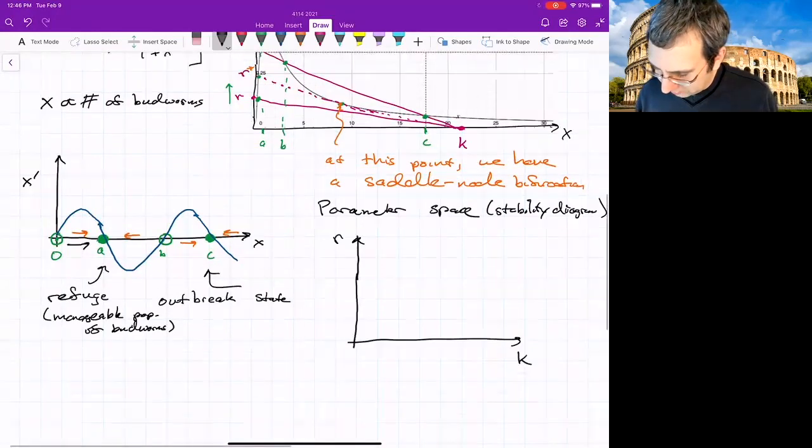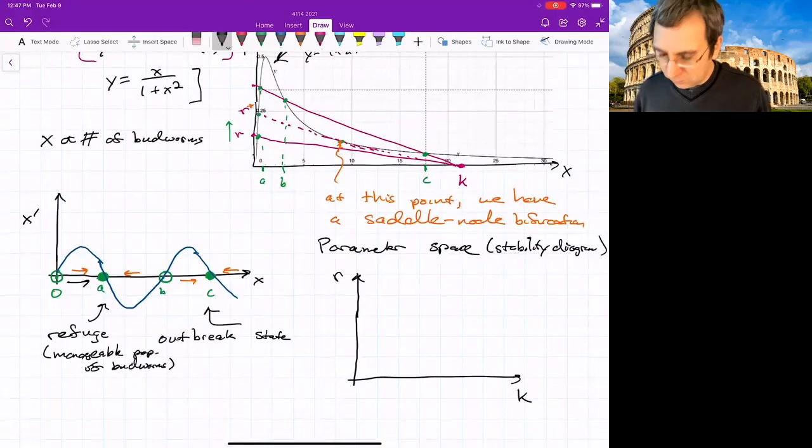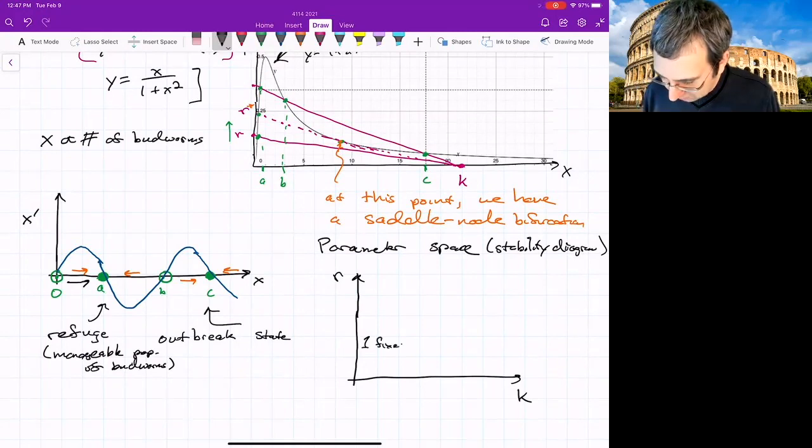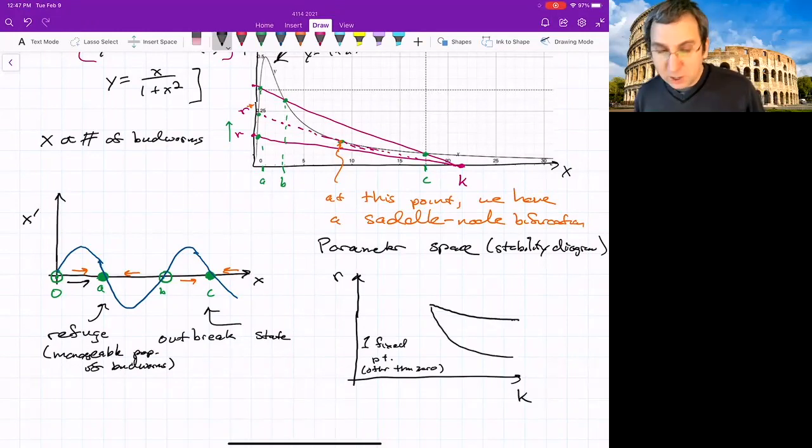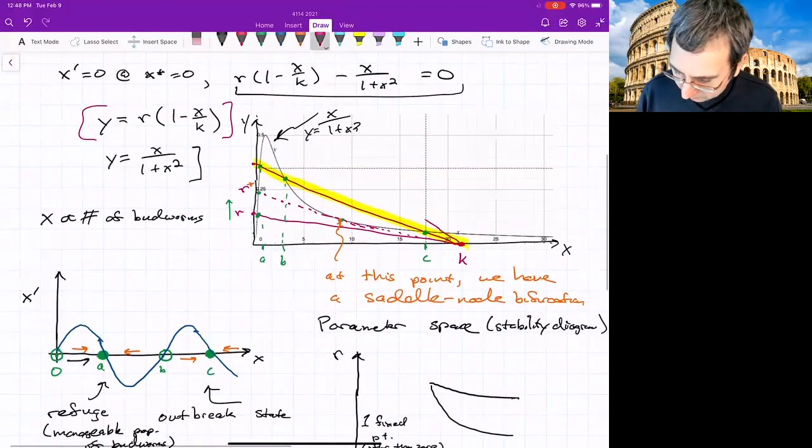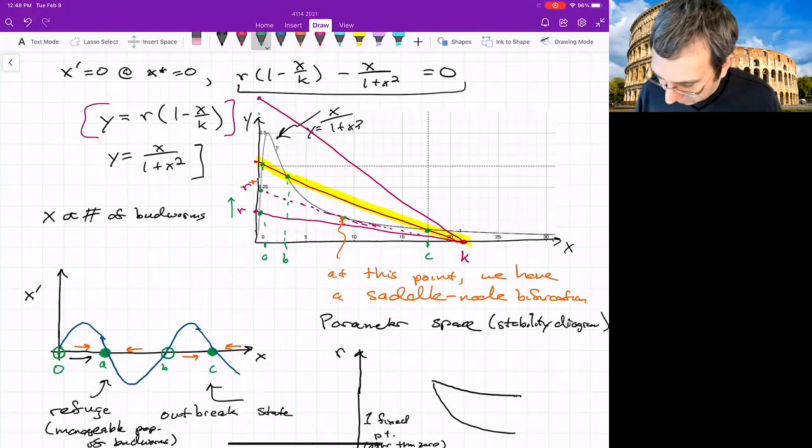If we plot the points, so for small enough K, there's only 1 point. Actually, there are 2 fixed points. We're only talking about the number of fixed points other than 0. So 1 fixed point, meaning other than 0. But for large enough K, there's this strange thing that happens. For large enough K, if you have a large value of R, there's only 1 intersection, and it's just the outbreak state. That is important. That's what I wanted to summarize here.